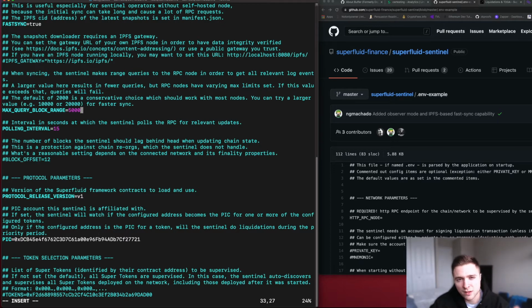It'll just allow my node to sync a bit more quickly once I get booted up. But keep in mind that different RPC nodes might have different limits. So if you put a really high number, you might get rate limited by your RPC provider. So just be careful there.